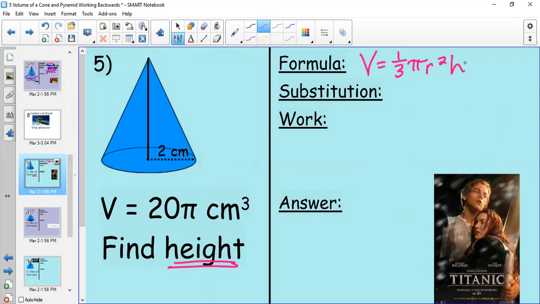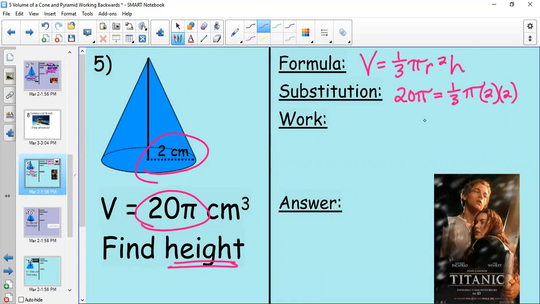All right, so let's substitute in what we know. Our volume is 20 pi. We're going to keep the 1/3. We're going to keep the pi. Now, for simplicity's sake, I'm going to replace the r squared. I know our radius is 2, and you can plug 2 there. Maybe I'll do that just to show you. This is 2 times 2, and we're finding the height.